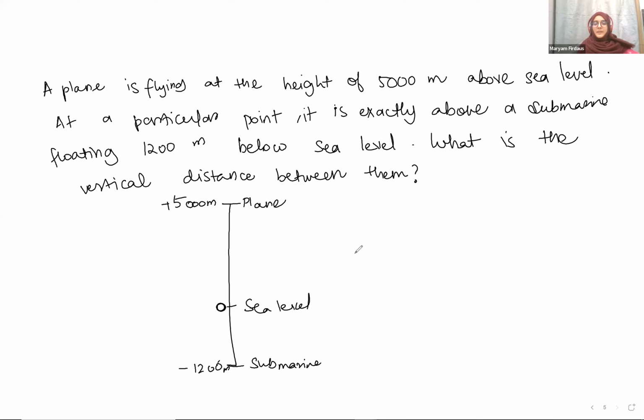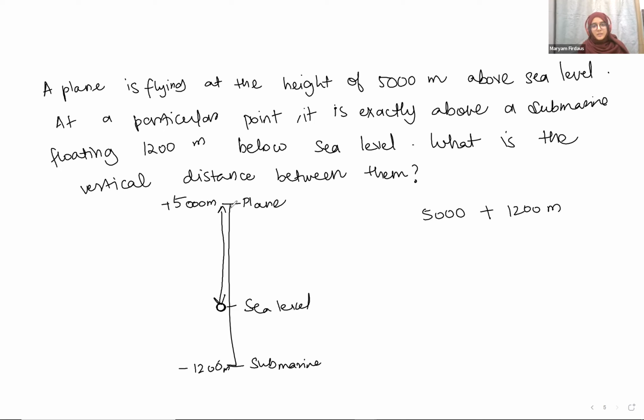Okay, Hiba. Let me just tell you something about calculating distances. When we calculate distances, we subtract the positions of the two things. And you might be thinking, why are we doing that? See, if you're just going to write 5,000 meters plus 1,200 meters, because this distance from here to here.